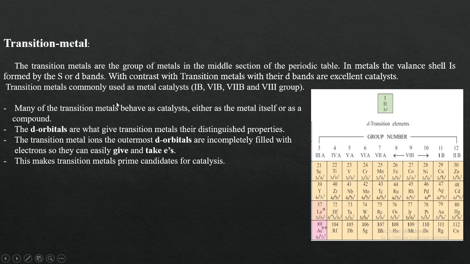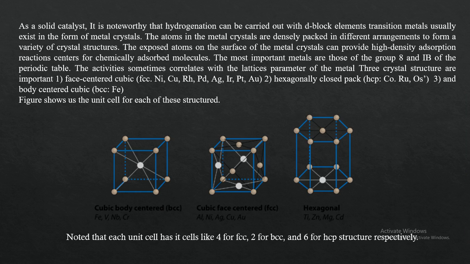We know that the valence shell of metals is made up of s and d orbitals. In the case of transition metals, the d orbitals are usually not complete, so they can transfer or accept electrons. Transition metals are used as catalysts because of their d block elements.